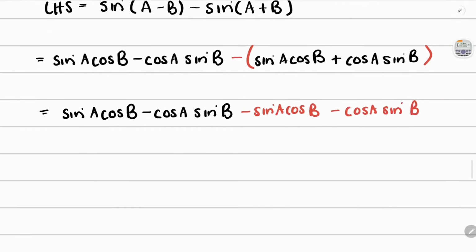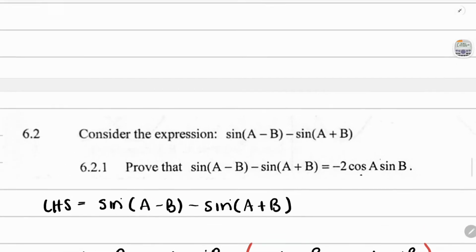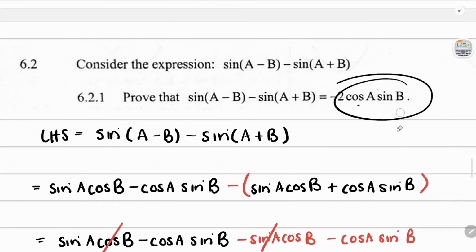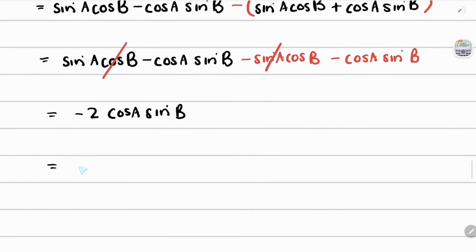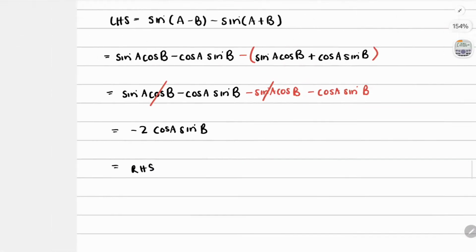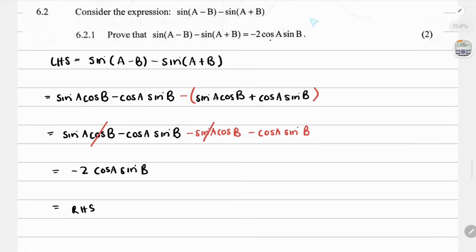Okay, so let's look for our like terms. You need to look for sine A cos B. You have 1 here, sine A cos B. So because that's positive and that's negative, they both cancel. And then you're just left with this. So it's negative cos A sine B minus cos A sine B, giving you negative 2 cos A sine B. And there we go. It is really equal to the right hand side like they said it would. So it's equal to the right hand side. Moving on to the next question.